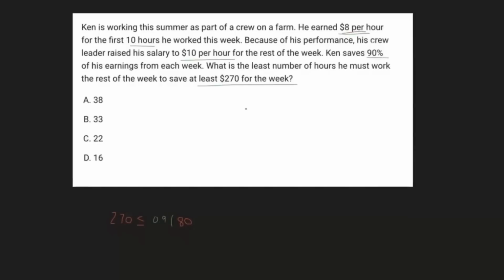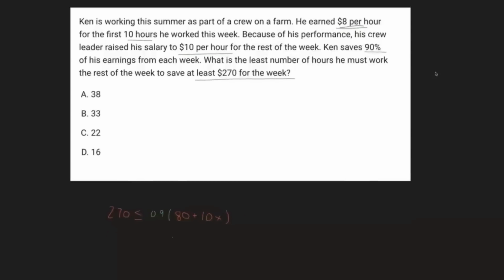We don't know how many hours he's going to work at $10 an hour, but we know that he must work a certain amount of hours to save at least $270. Therefore, we can write this as plus 10, because that's the flat rate. And then we can just write X as the number of hours he works. And X in our case, in this inequality, will represent the least number of hours he must work to save at least $270.